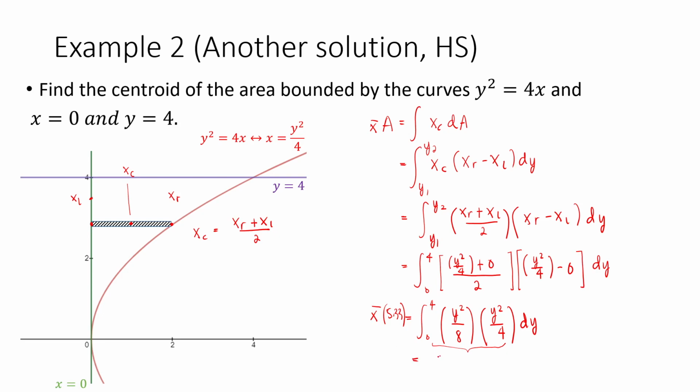So this is 6.4. Then the left side is bar x times 5.33. So bar x is equal to 1.2, the same as what we solved using the vertical strip. And then this will be the solution.